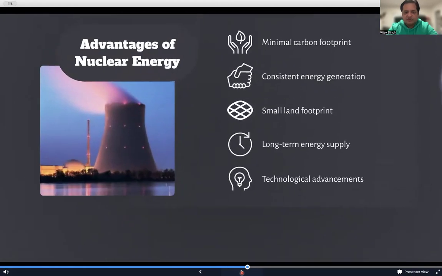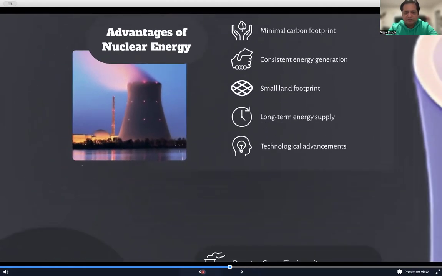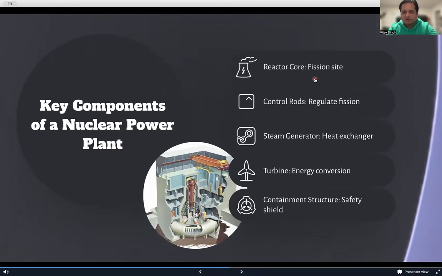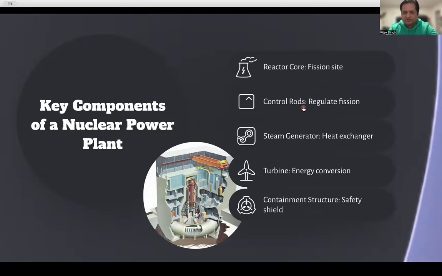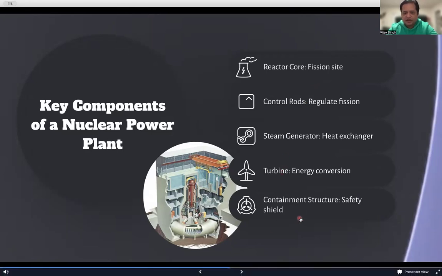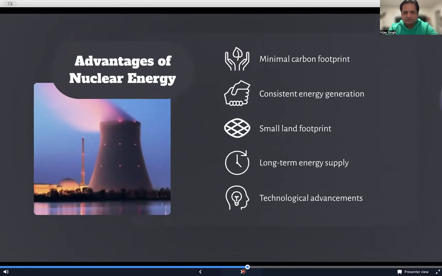Now, key components of the nuclear power plant: you have the reactor core, you have the control rods, which are used to regulate the fission. You have the steam generator, that's the heat exchanger. You have the turbine, and you have the containment structure, which is the safety shield.